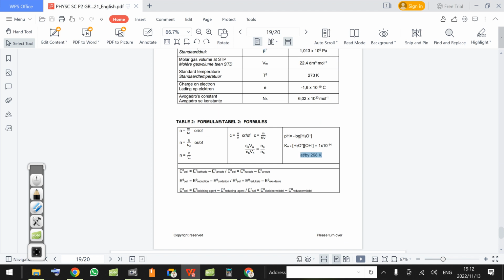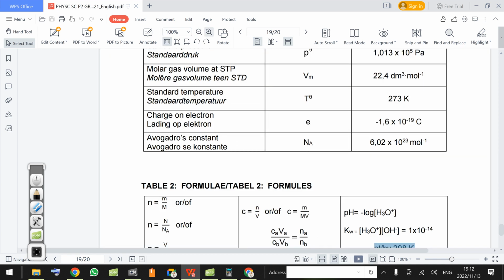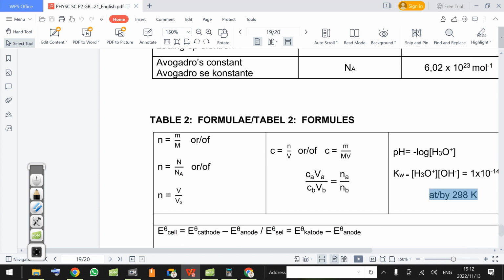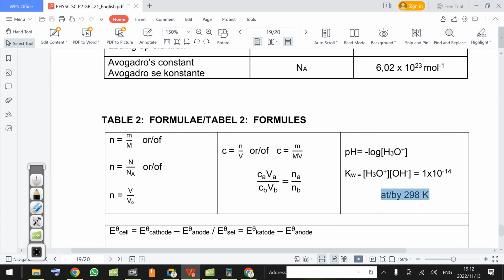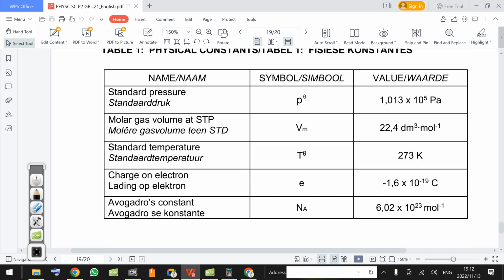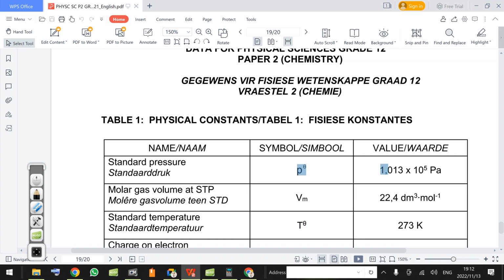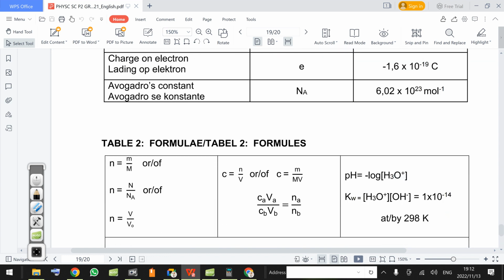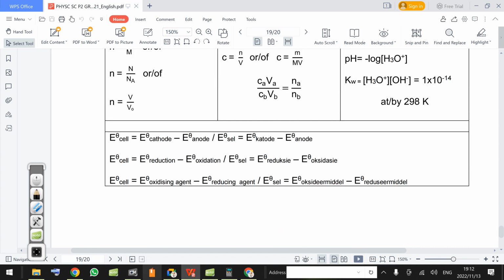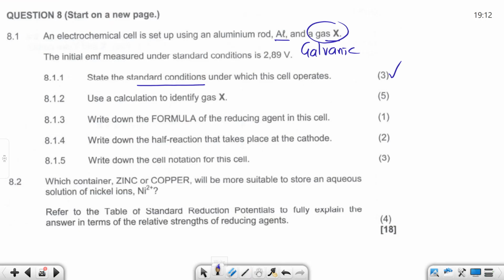This is your standard temperature, by acid and base. Do you see that? 298 Kelvin. Are we there? That's your standard temperature. That's your standard pressure. And obviously, standard concentration. Just know that one is 1 mole per dm cubed. We're done. Use a calculator.